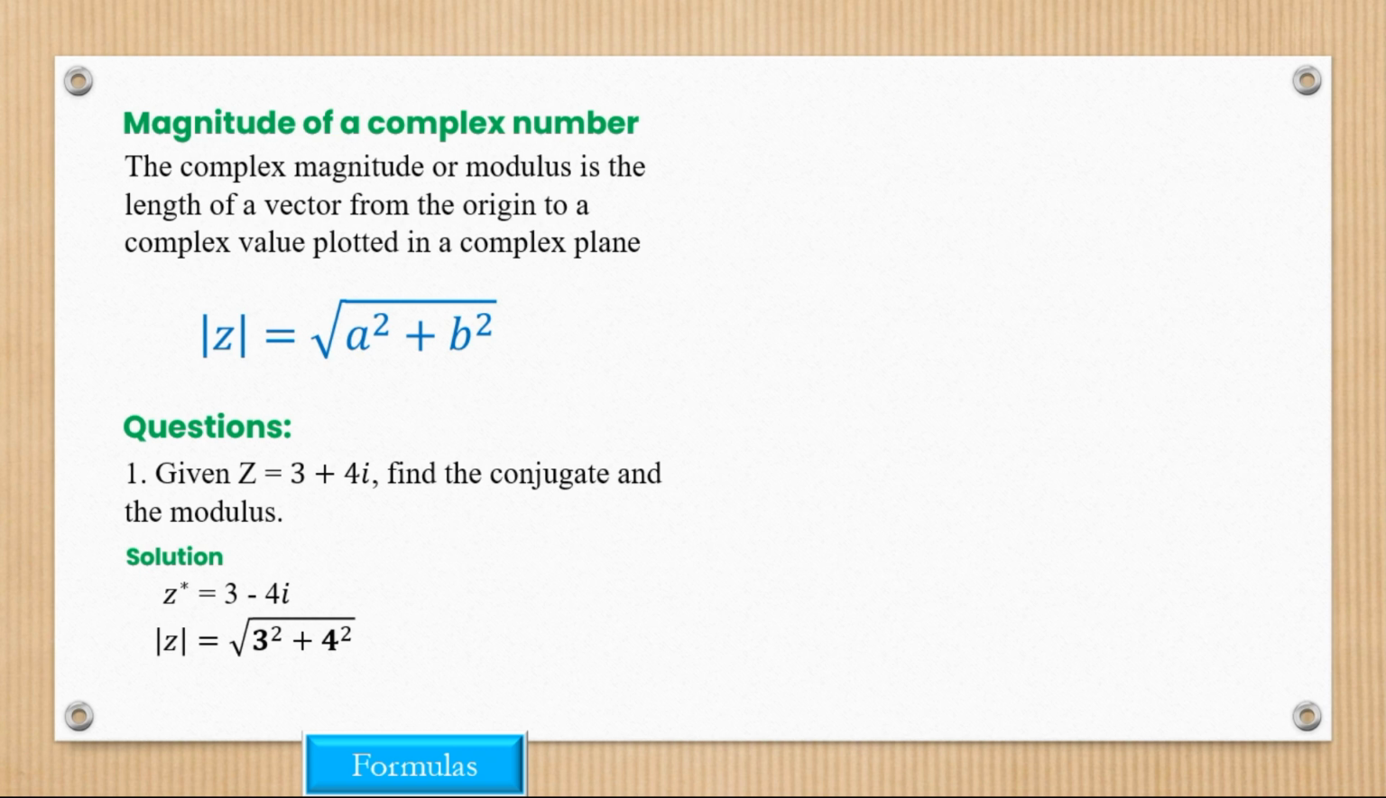And then if you're asked to find the modulus, remember, we find the modulus by squaring a and squaring b, of which a value is 3 and then b value is 4. So 3 squared plus 4 squared is equal to, that's 9 plus 16, which is 25, and root of 25 is 5 units. And then hence we found the magnitude of the complex number.